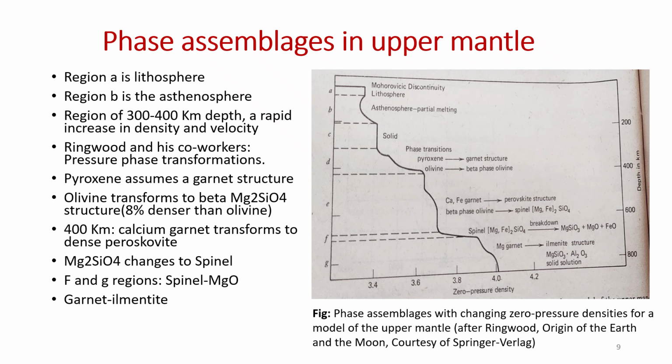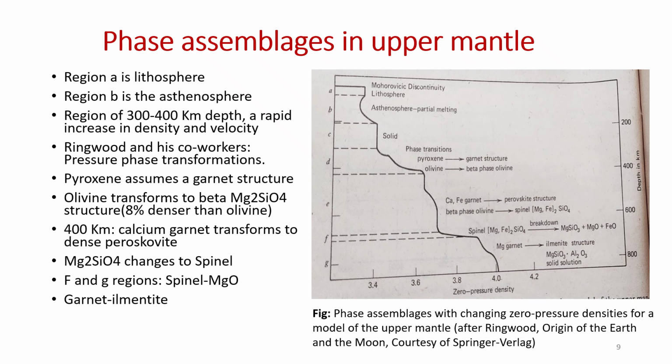There are different regions like A, B, C, D, E, F, and G. Region A is the lithosphere, and region B is the asthenosphere. At a region of 300 to 400 kilometers depth, there is a rapid increase in the density and velocity. Ringwood and his co-workers have identified pressure phase transformations.